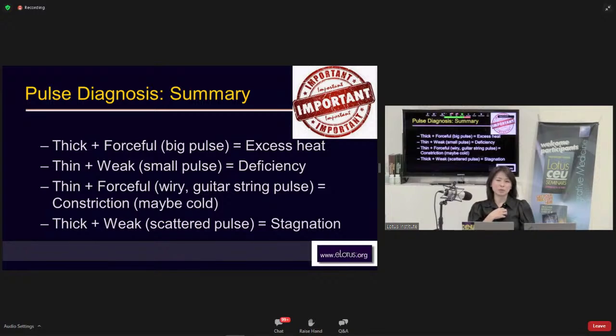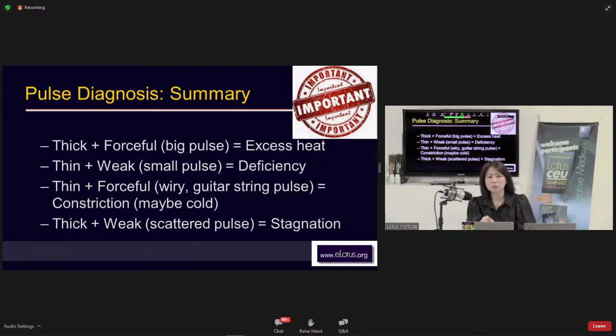So these are the people who have angina. If you feel that kind of pulse, you would ask them, do you have chest pain? You might have angina pectoris if you feel this pulse. And then the last one, thick plus weak. That's what Dr. Chang calls a scatter pulse. And scatter pulse means stagnation, or more specifically, blood stagnation.